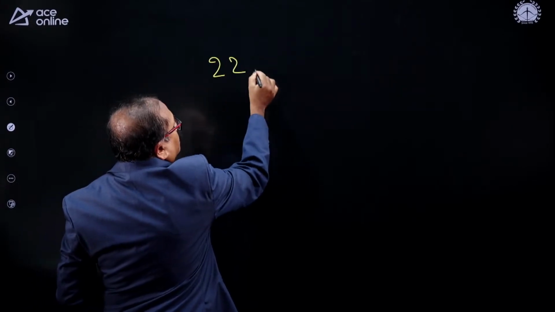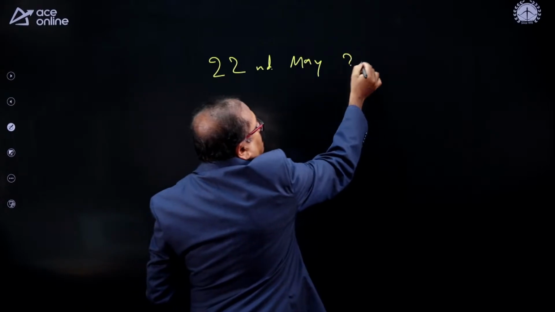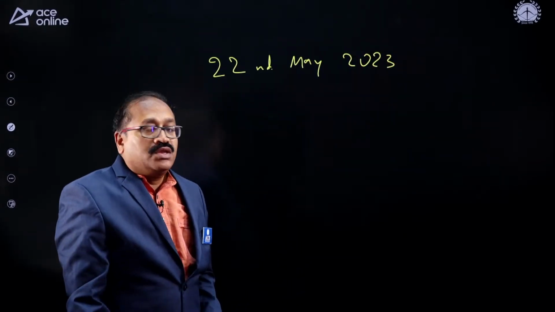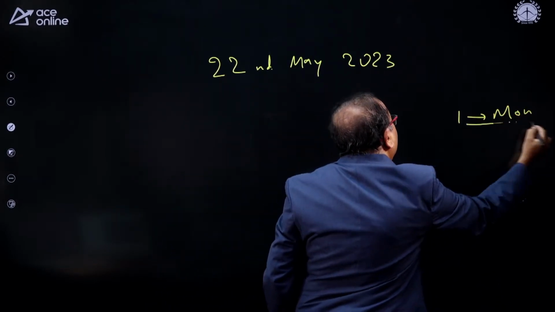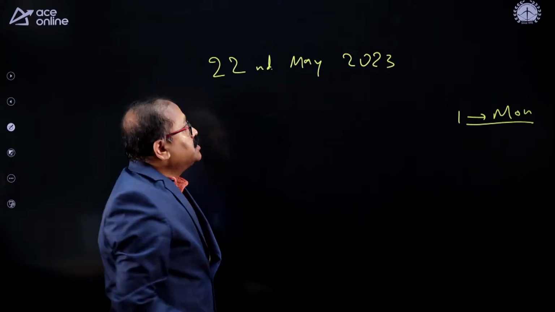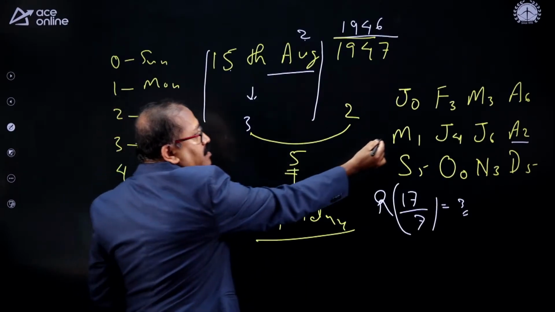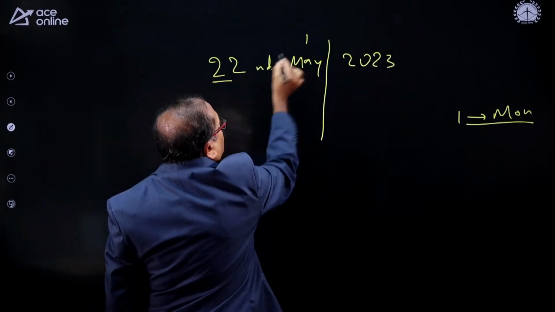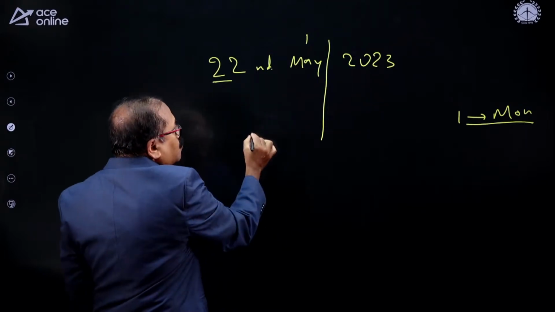Now we are on 22nd of May 2023, and we know that today is Monday. The odd day 1 represents Monday. So will I get the odd day 1? Let's check this one. So for this, what is the May code? I know the May code is 1. That is what you are expected to know. So here it is 1. So 22 plus 1 is 23, divided by 7. My remainder is 2 here.